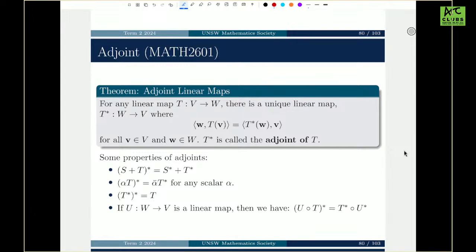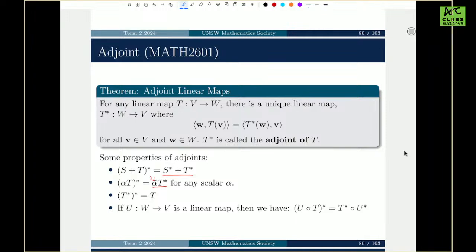If you take the adjoint of S plus T, it's just the adjoint of S plus the adjoint of T. Very nice. We take the adjoint of alpha times T, where alpha is any scalar. Then it's alpha conjugate times T star. So we have to conjugate the alpha. That's really important. Then if you take the adjoint of an adjoint, it sort of undoes it, and you just end up back with the original map, T.